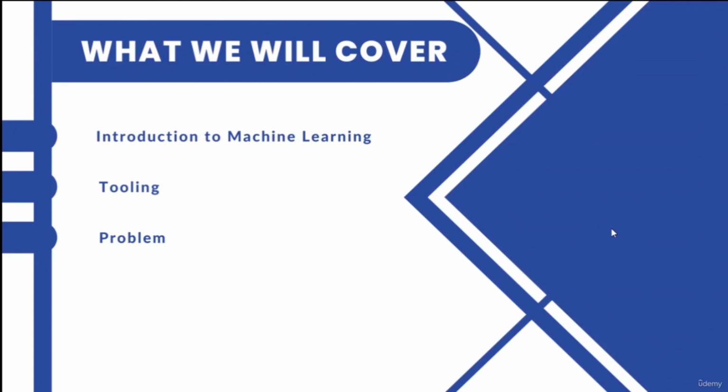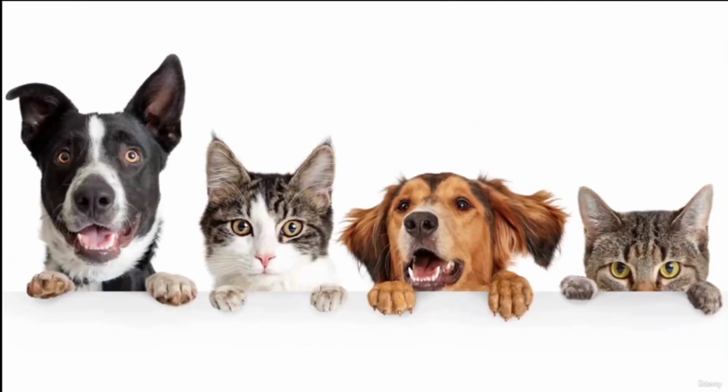Machine learning. So let's first talk about what we'll cover in this course. We'll first talk about introduction to machine learning, what machine learning is and what it does. We're going to look at the tools for machine learning, what we're going to use to make our machine learning models, and all the other things we need to do to make effective use of machine learning. Then we're going to look at real-world problems we can solve using machine learning.